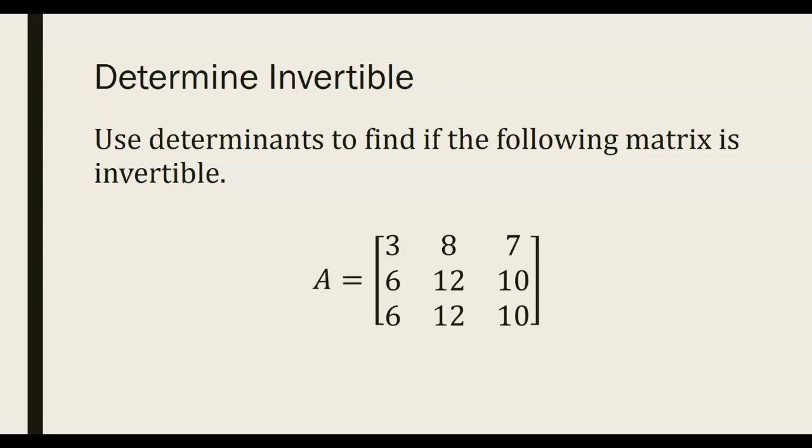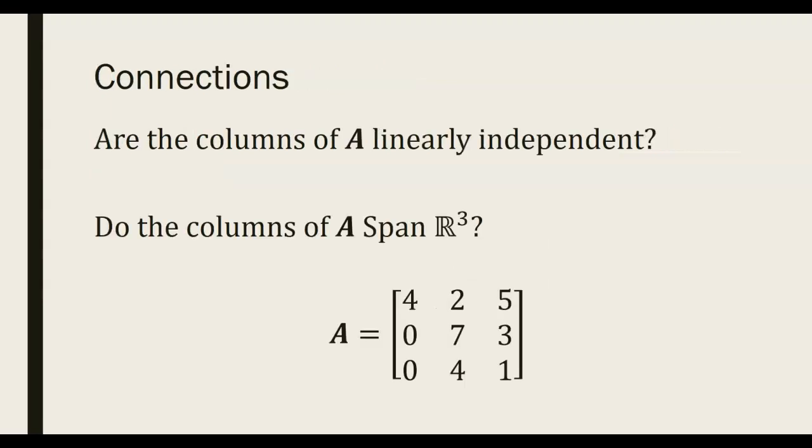Again, remember that terminology from last chapter. Not having an inverse means it's singular, and now we know that that means that the determinant is 0. Now we can connect this to all of the stuff we talked about in previous chapters. We can mention things about linearly independent columns of A. We can talk about, do the columns span R3? All based off of the determinant.